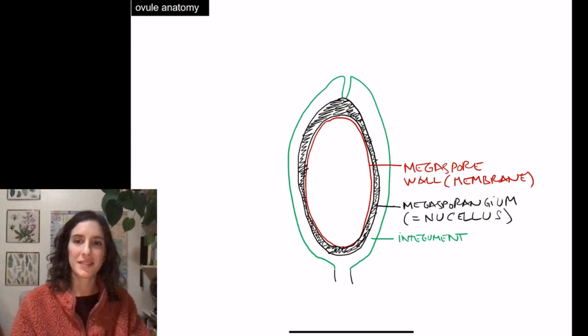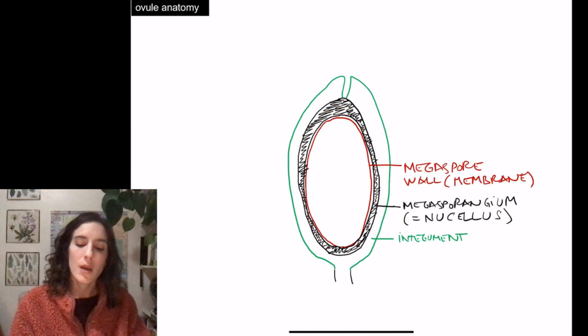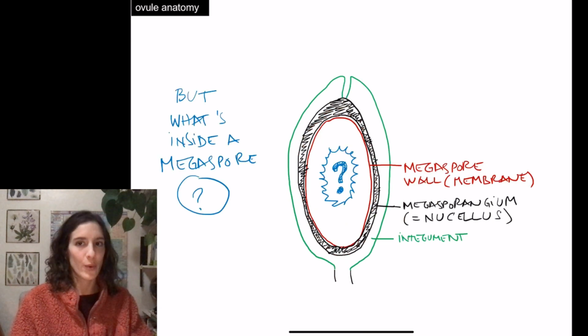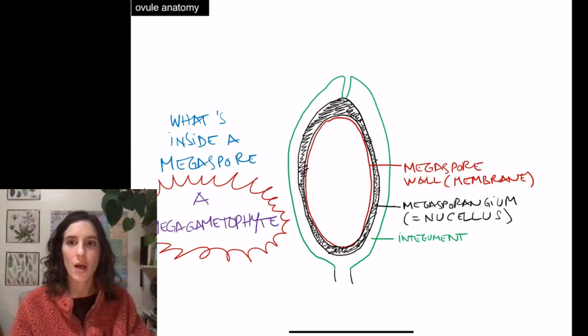And now this is all happening on the female strobilus, by the way. This is all happening on a strobilus. More on that later, but right now we're really focusing on the ovule. Okay, so what's inside of that megaspore, you ask? Well, a megagametophyte, just like the megaspores of all the other things we've talked about so far.